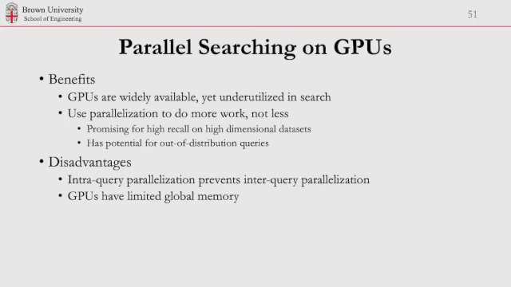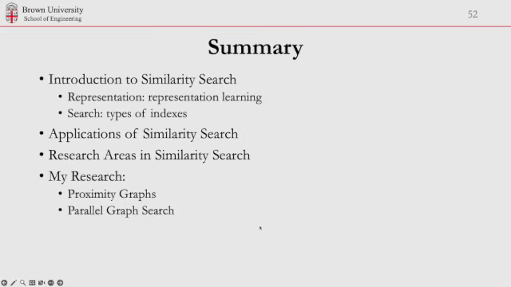The other issue is GPUs have a limited global memory. The H100 GPU has 80 gigabytes of space, so we are limited to data sets of 10 million, maybe 100 million. So another question is, how can we perform on larger data sets? This is just a summary, so I think that's about it.